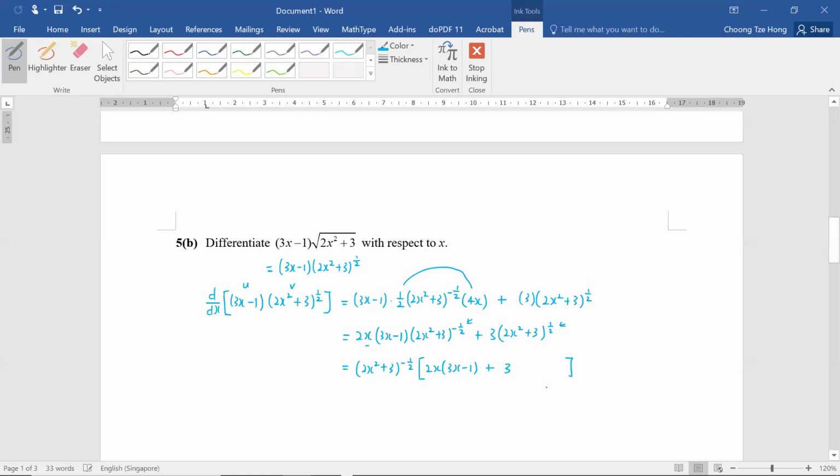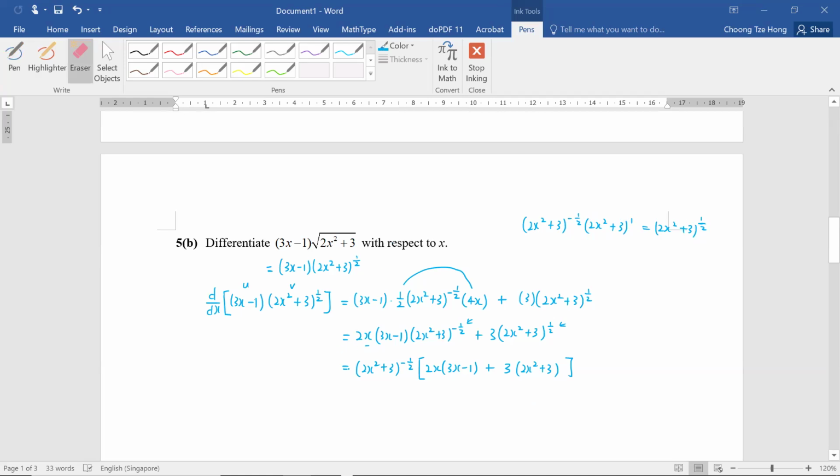So we need to ask ourselves one question. What times this will give us power half? What times negative half will give you power half? So the answer will be power 1. If you recall from my recap video, because 2x squared plus 3 power negative half times 2x squared plus 3 power 1 will give you 2x squared plus 3 power half. Because of law of indices, when you multiply same base, you add up the power. So negative half plus 1 will give you power half. So this is what we will get in the brackets.